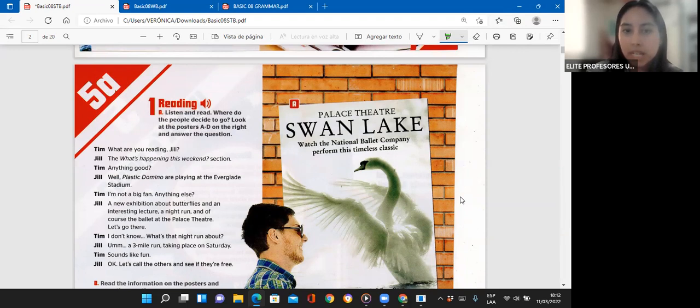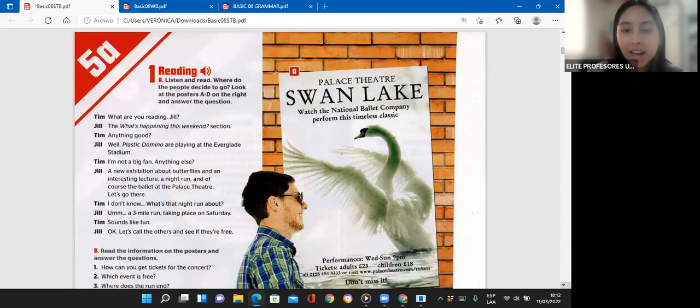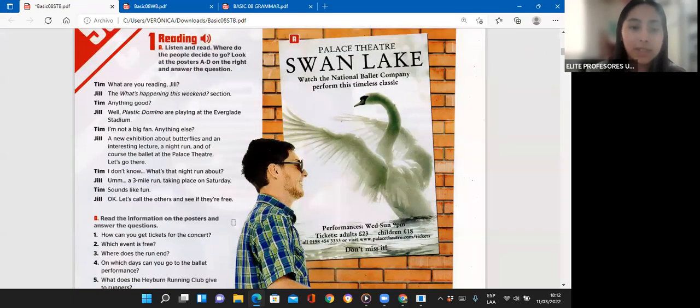Let me start sharing the sound. Now we have listening, we have the audios. Remember that in basic 6 and 7, we didn't have audios. Now we have. Before we start, I would like to tell you that these audios are going to be in a British accent because this book is a British book. So we're going to be listening to British accent a lot. Give me a second. I'm trying to find the audios for this module. Okay, this is Pioneer Elementary.